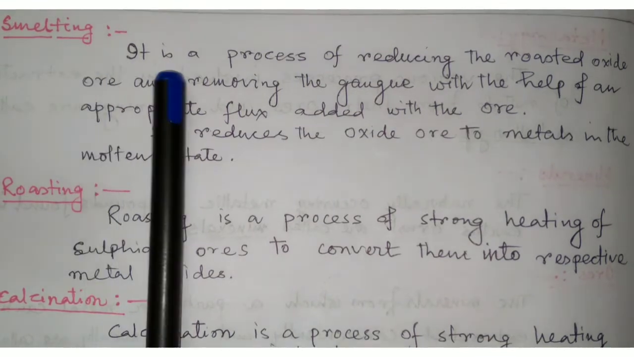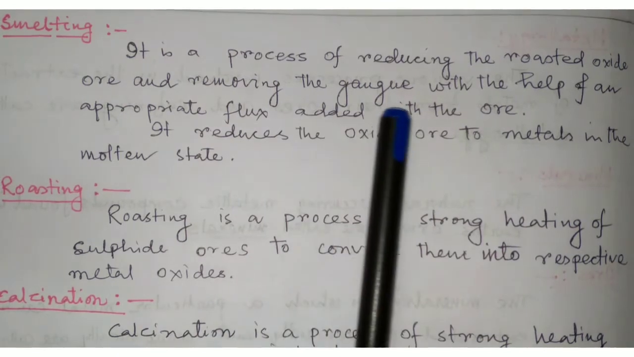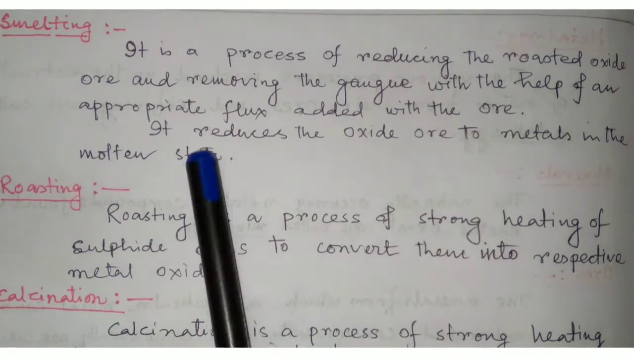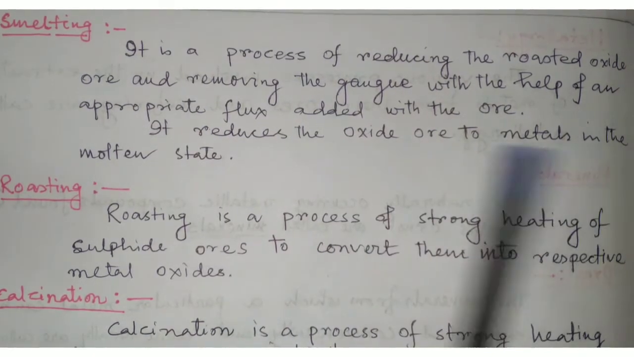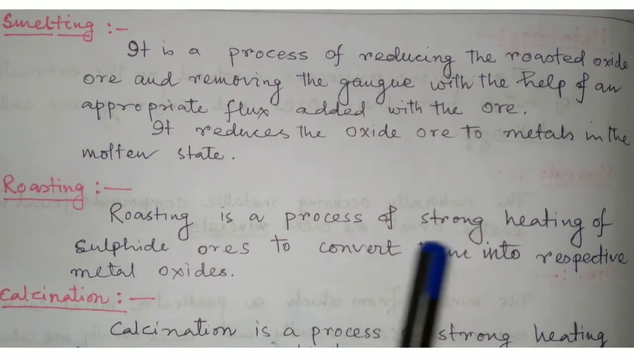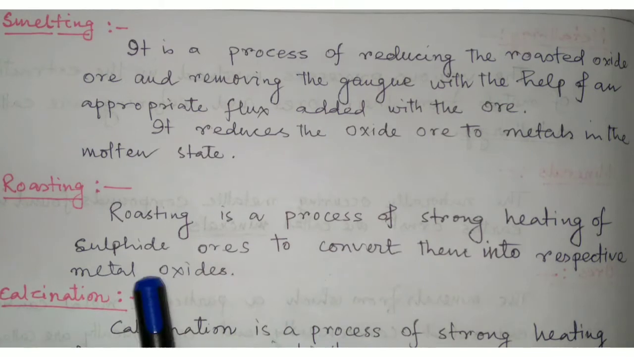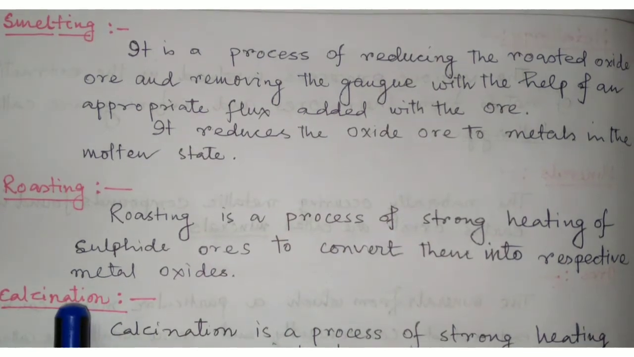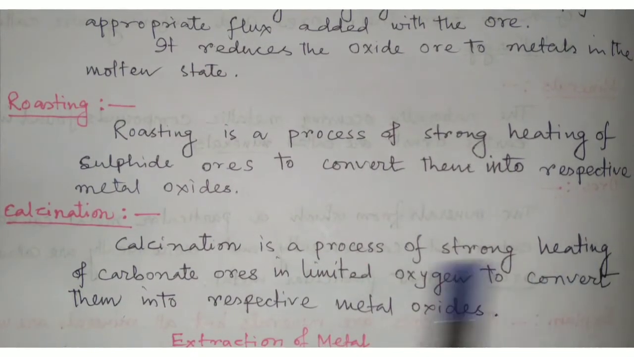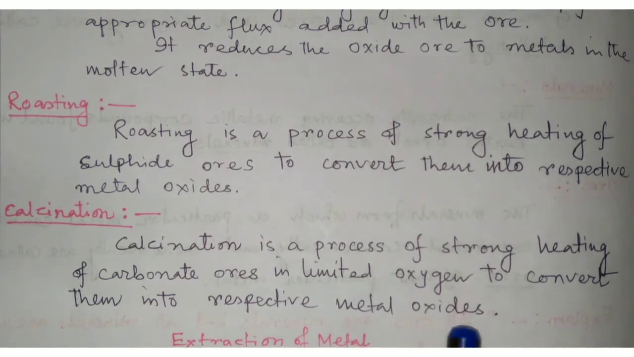Now, what is smelting? It is a process of reducing the roasted oxide ore and removing the gangue with the help of an appropriate flux added with the ore. It reduces the oxide ore to metals in the molten state. Now, what is roasting? Roasting is a process of strong heating of sulfide ores to convert them into respective metal oxides. Now, what is calcination? Calcination is a process of strong heating of carbonate ore in limited oxygen to convert them into respective metal oxide.